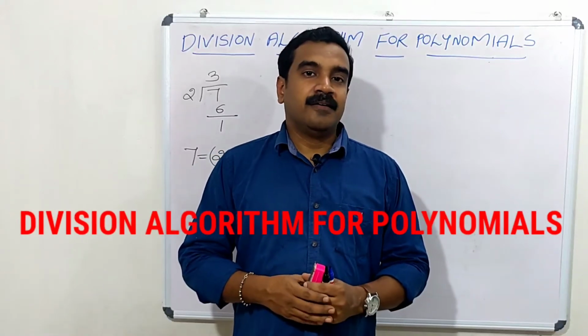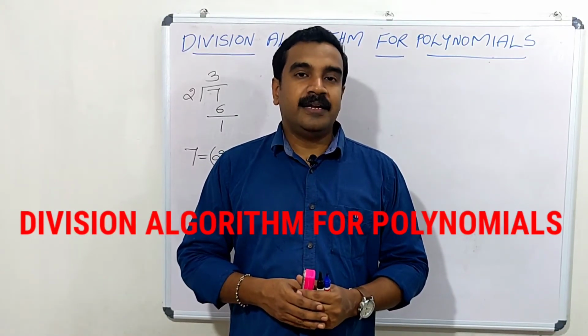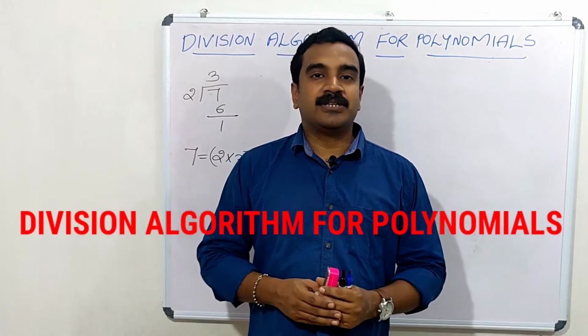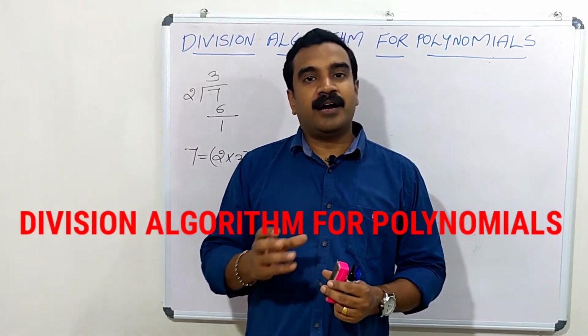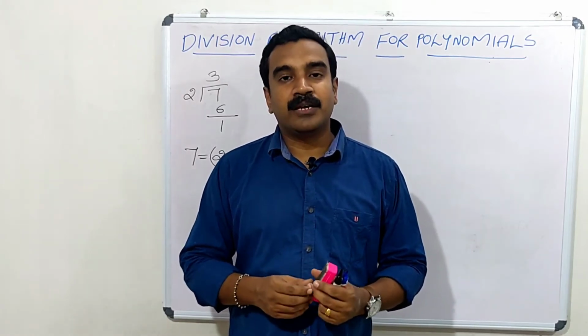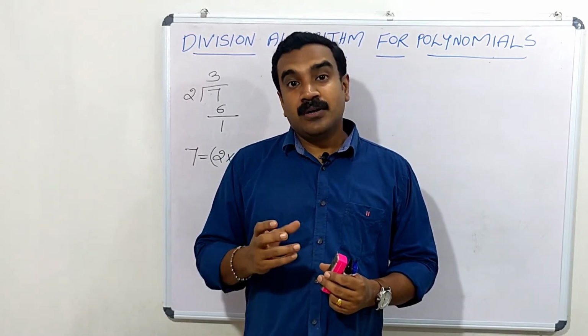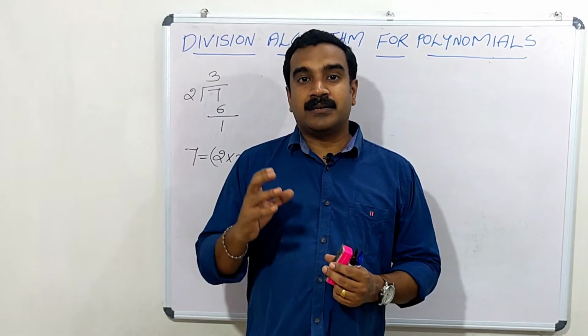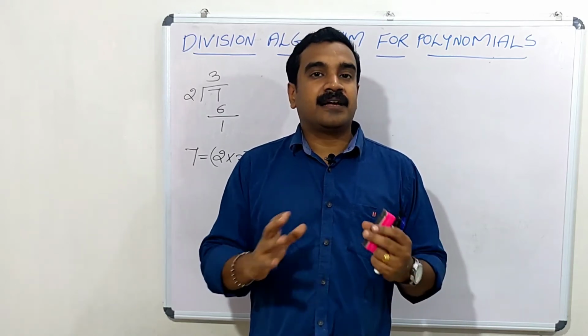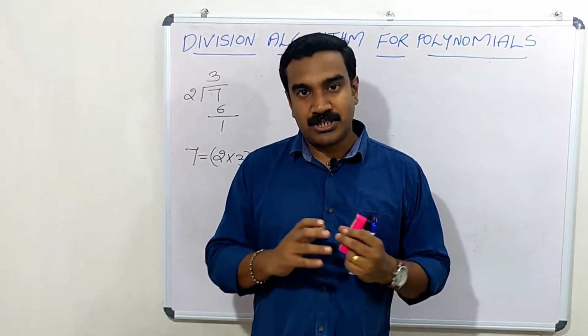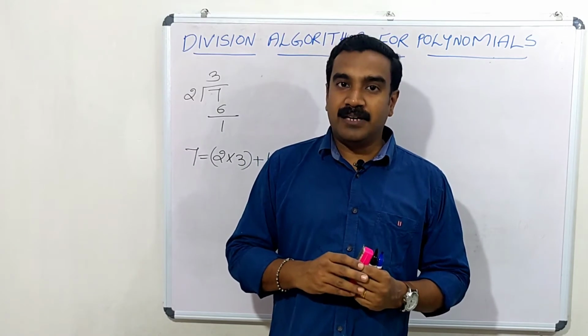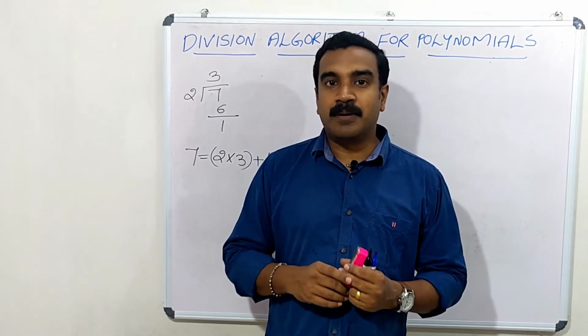Dear students, welcome to a new topic: the polynomial division algorithm. What is the division algorithm? We know that when you divide one number by another number, you will get a quotient and obviously a remainder. What is the connection between dividend, divisor, quotient and remainder? We know that dividend equals divisor into quotient plus remainder.